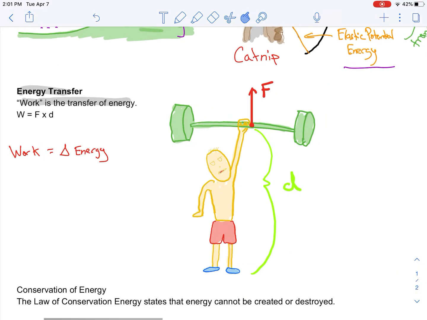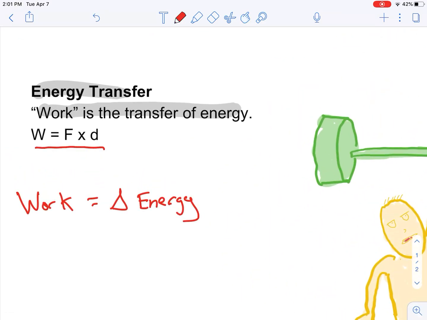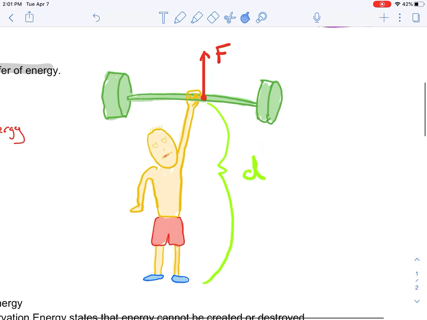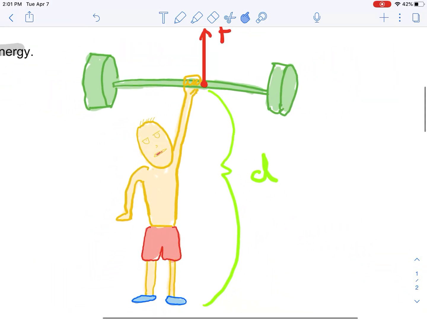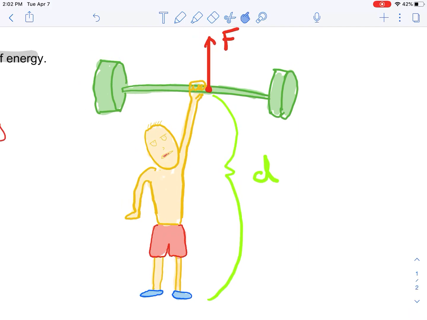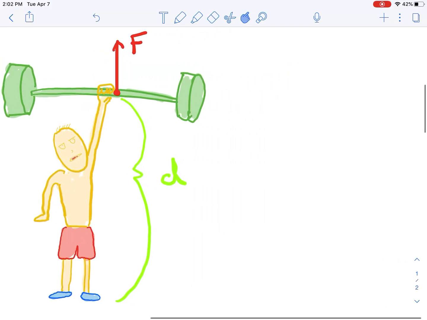So let's think about this. Oh yeah, and we have this awesome formula. So work is your force times your distance. So if this guy picked up a dumbbell off the ground, he uses his muscles, and he exerts a force, and he pushes that dumbbell this distance, which is now at a height. He now gives that dumbbell gravitational potential energy. And we could calculate how much energy that is if we knew the force, and we multiplied that by the distance that he picked up that dumbbell, that barbell.